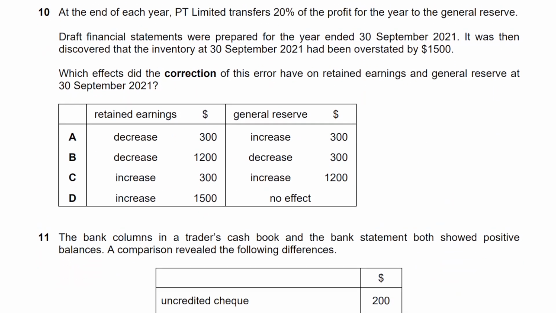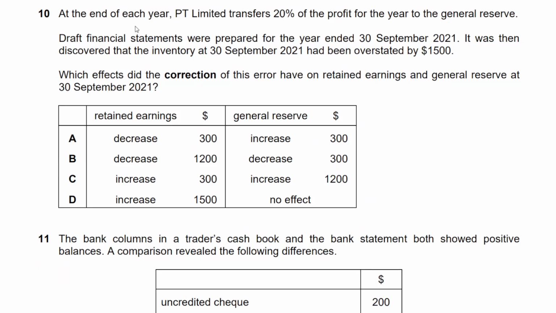Number 10. At the end of each year, PT Limited transfers 20% of the profit for the year to general reserve. Keep this in mind, please. Draft financial statements were prepared. It was then discovered that inventory had been overstated by 1,500. Do you know how inventory affects profit? The closing inventory in specific? It is directly related with the profit. So if closing inventory is higher, profit's going to be higher.